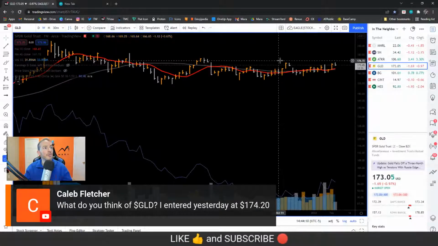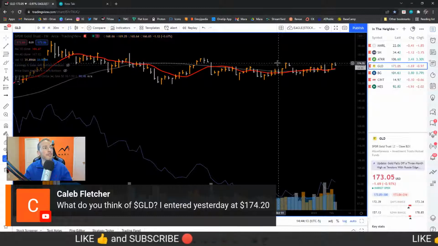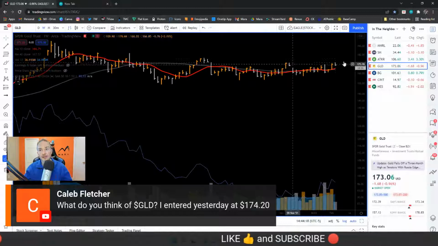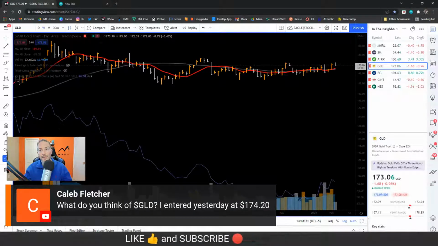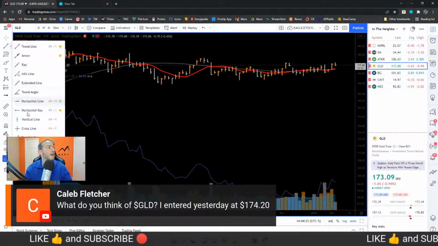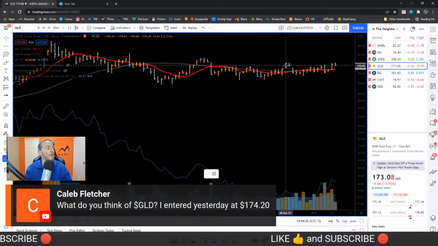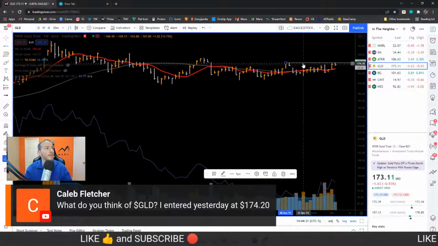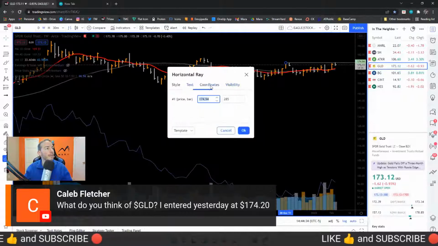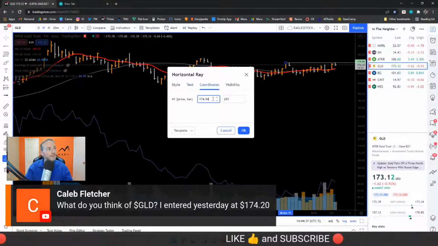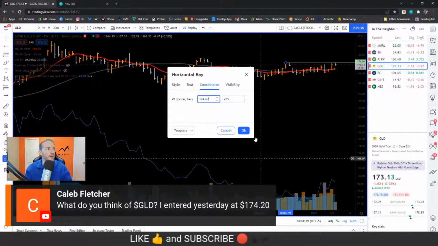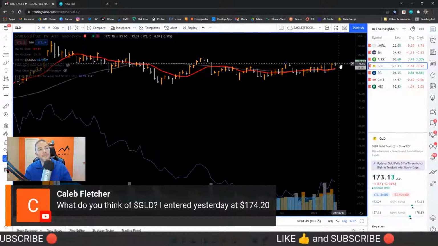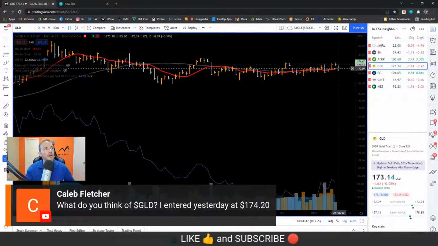What I started to notice was that it popped above this high over here on the weekly. So let's see, what's the high? 174.67. Let's put this here, 174.67, just so it's labeled right at that level. So it started to break above there. We'll see what happens by the end of the week.